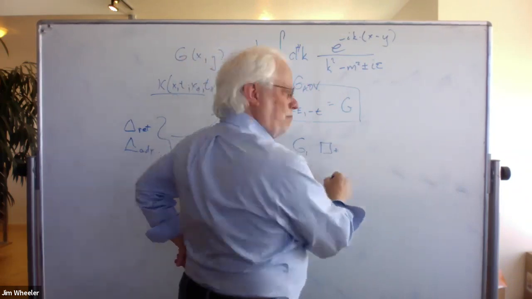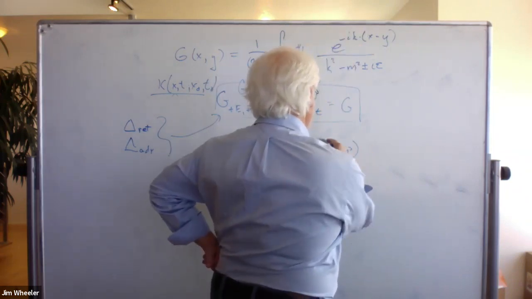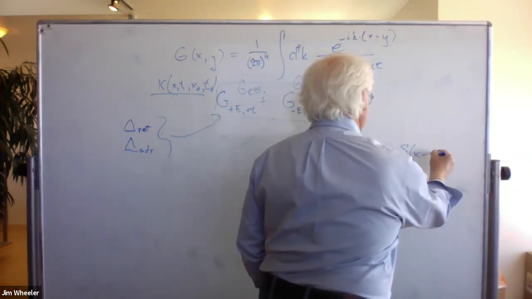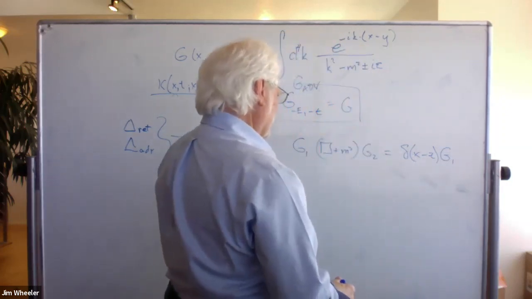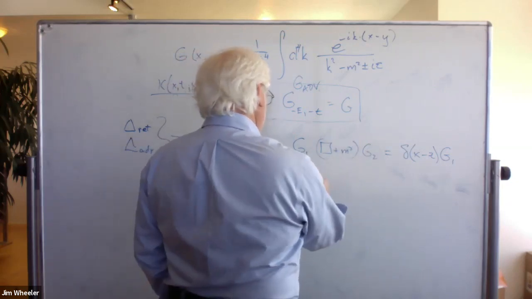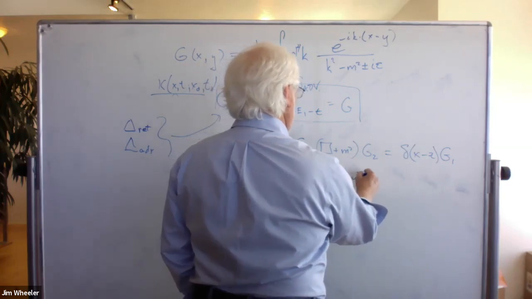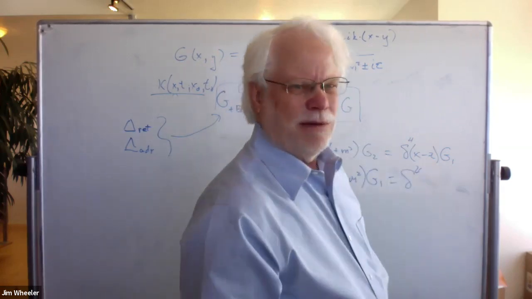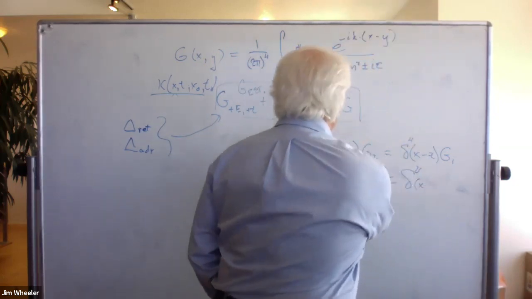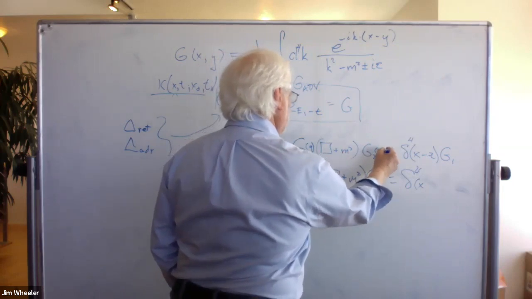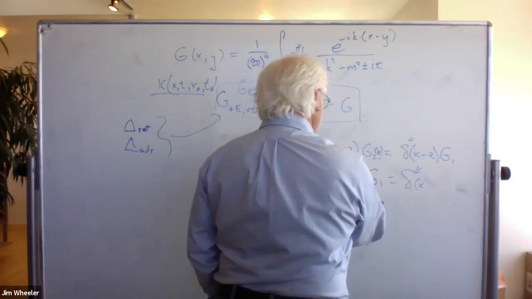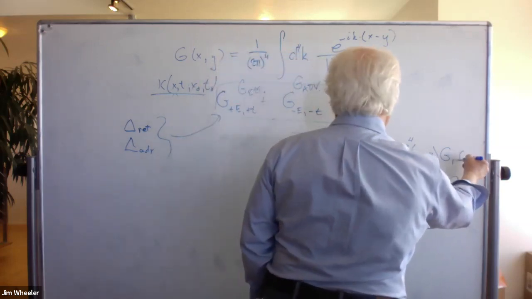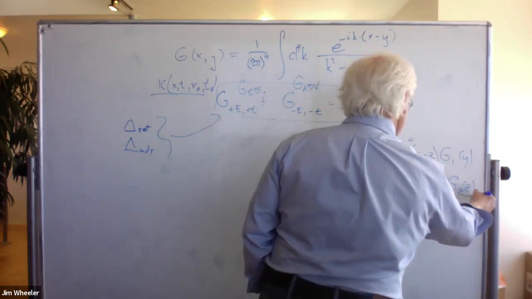So if I have G1, box plus m squared on G2, that's going to give a delta function here. So delta of, say, x minus z times G1. And now I can interchange G1 and G2, right? G2, box plus m squared on G1. And that's going to be a delta of x minus y. So if this one is y and this one is z, both with x, then here we have x minus y and G2. So this is G1 of y and this is G2 of z.